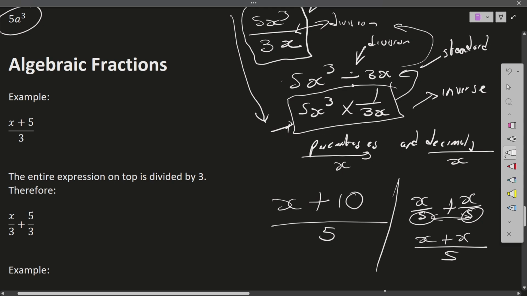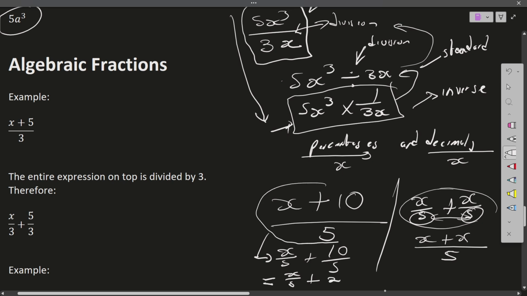So let's continue from here as well. X plus 10 over 5. So now we're just doing the reverse of what we learned in primary school. Okay, so it is now x over 5 plus 10 over 5, and so your final answer would be x over 5 plus 2. Okay, so it is basically us expanding this thing. Or the other way around, where we have these and then we want to make it this way.